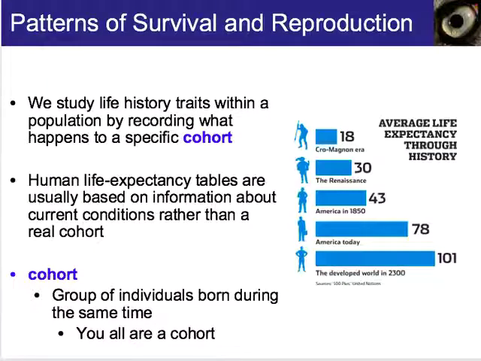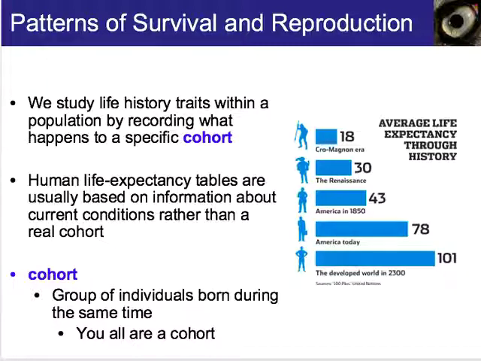We study life history traits within a population by recording what happens in a specific cohort. So human life expectancy tables are usually based on information about a current condition rather than a real cohort. A cohort is a group of individuals born during the same time. Many of you are considered millennials, and you are all part of the same cohort.